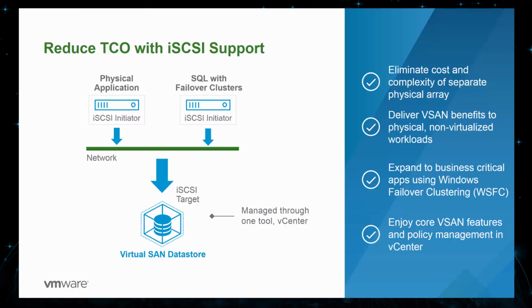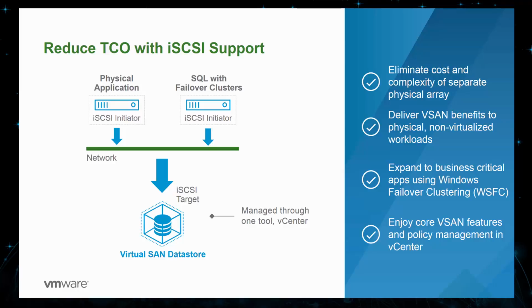Starting off with the TCO savings, we can do this with our new iSCSI support for VSAN 6.5. This allows you to use VSAN Data Store as an iSCSI target for your physical servers, such as, say, a Microsoft clustering service. The benefit is that it's going to eliminate the cost and complexity of a separate physical array by using VSAN for physical, non-virtualized, and multi-hypervisor workloads. It also helps expand business-critical app use cases. With supported Windows Server Failover Clustering, or WSFC, which has essentially replaced the traditional Microsoft Clustering Service, or MSCS, with shared storage.